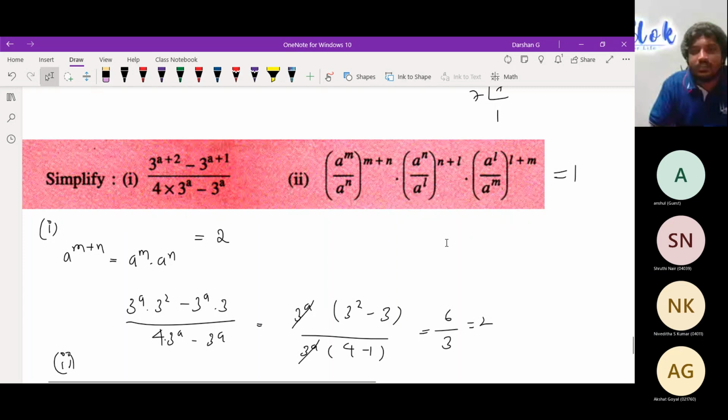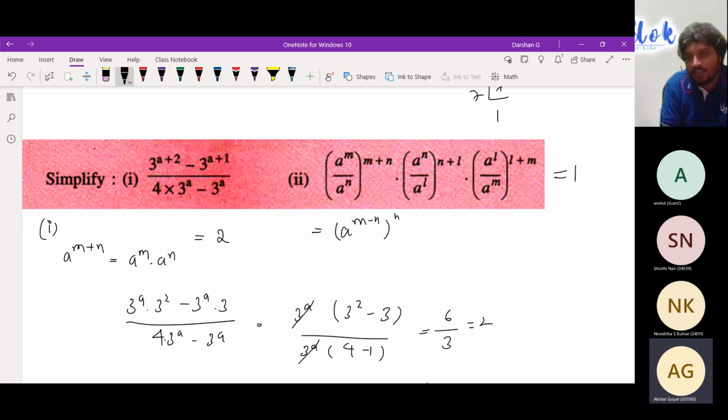Sir, can we solve this? Can you tell me the equation here only? I'll write it small. Anyone explain the steps? So you can write it as a to the power of m minus n into m plus n. Correct. Very good. That's the key. So this can be written as a to the power of m square minus n square.